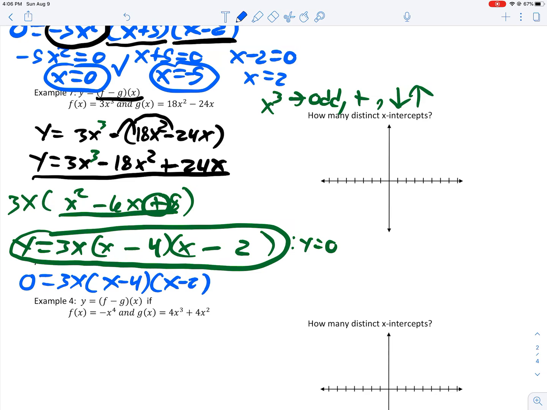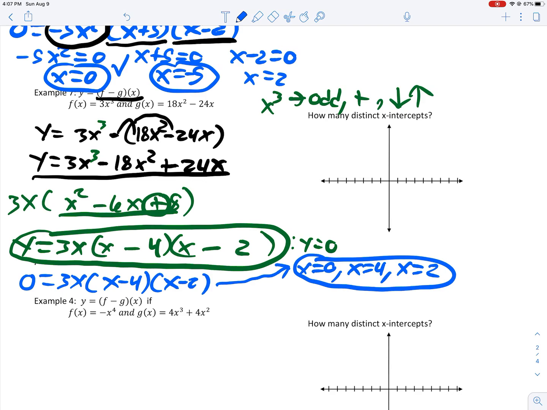Okay, so we're going to have x is going to equal 0, x is going to equal 4, x is going to equal 2. So those are my 3 x-intercepts. I set each factor equal to 0, and I'll get 0, 4, and 2.